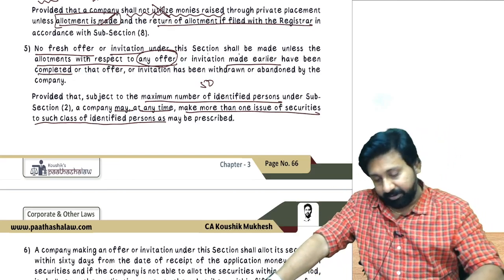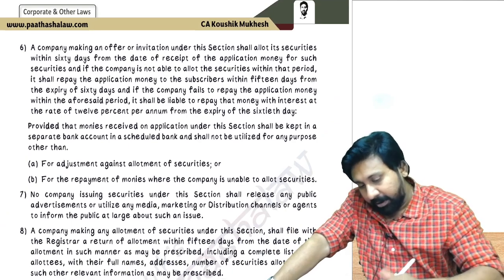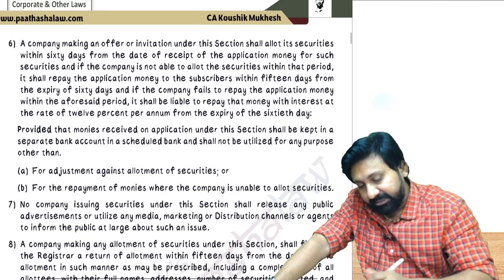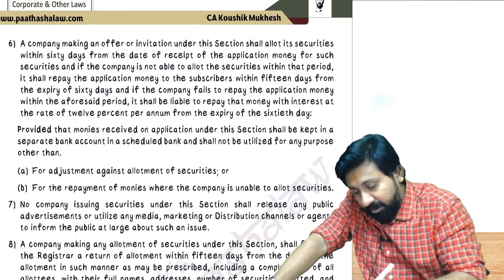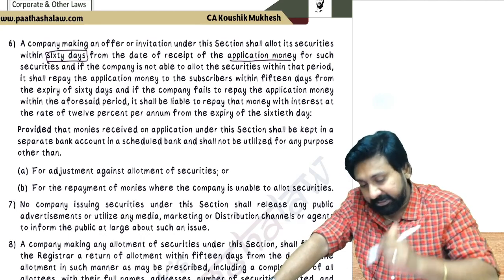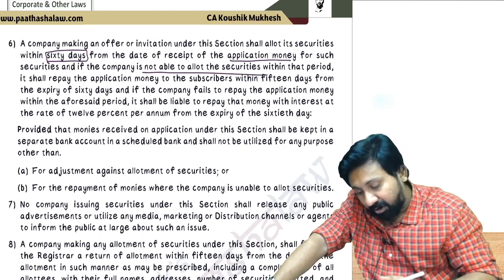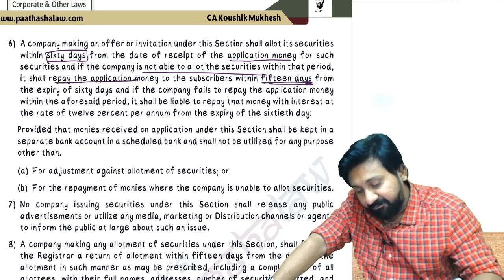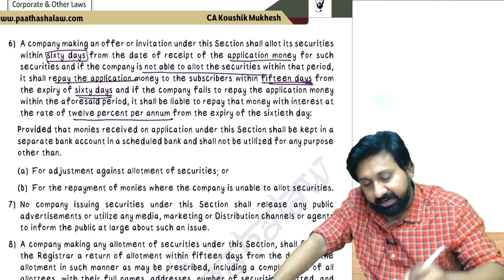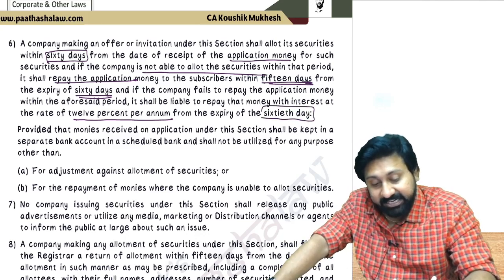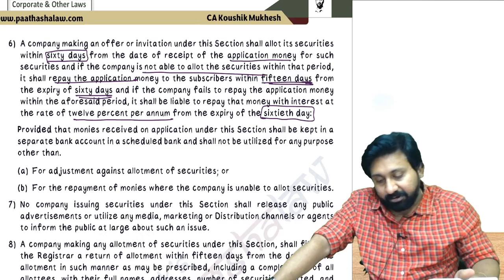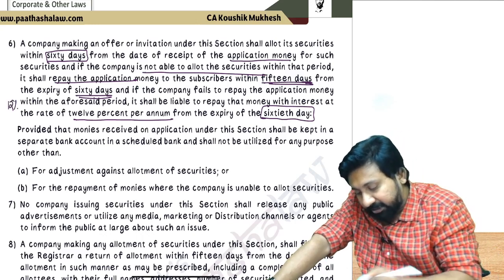Next, a company making an offer or invitation under this section shall not allot its securities, same as the normal company concept, within 60 days from the date of receipt of application money for such securities. If it is not able to allot, it shall repay the application money within 15 days after expiry of those 60 days. If the company fails to do so, 12% interest has to be paid from the expiry of the 60th day, meaning from the 61st day onwards, till the refund, whether it takes 15 days or 20 days, 12% per annum interest you have to pay.